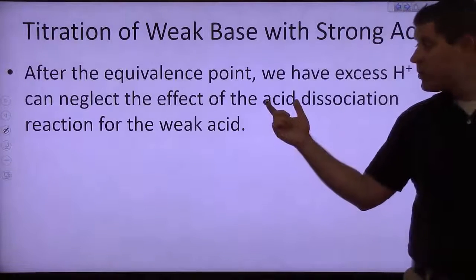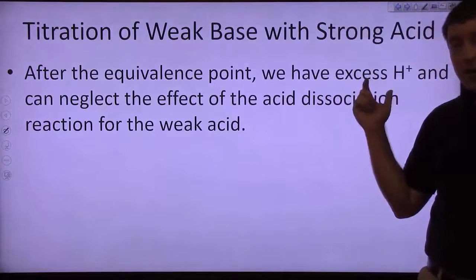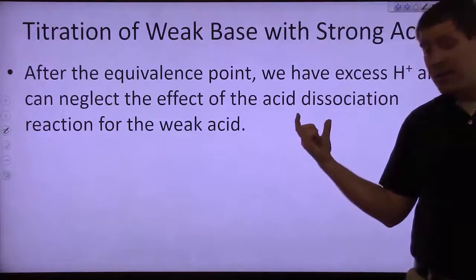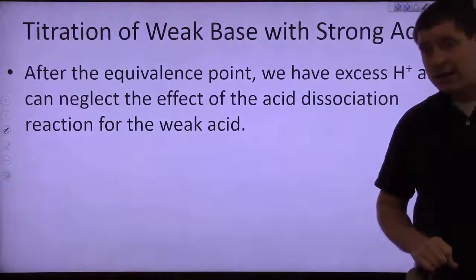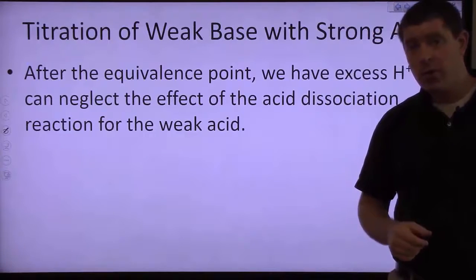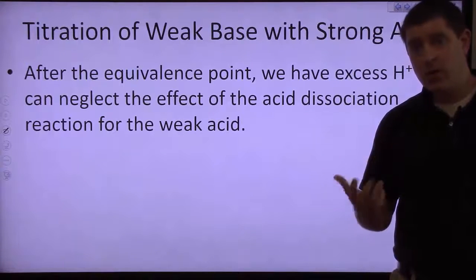And after the equivalence point, we now have excess hydrogen ions present from our strong acid, and that means we can neglect the effect of the acid dissociation reaction for our weak acid. In other words, these calculations are all equivalent to those that we've already gone through for the titration of a weak acid with a strong base.